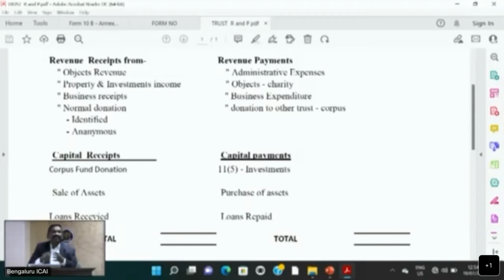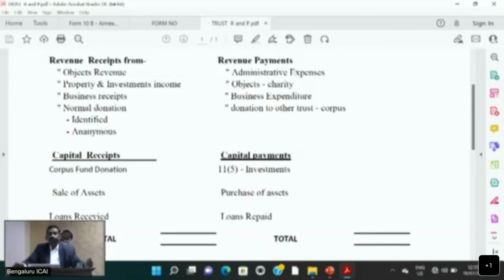Now, what is the exemption? What is the taxable thing? Why are we preparing this? Ultimately, to arrive at to which extent exempt, to which extent taxable. Revenue receipt, to which extent exempt, which extent taxable. Capital receipt, to which extent exempt, which extent taxable. That is our job. We have to fill up that form, the 10B audit report. Accounts being finalized is different, that format.